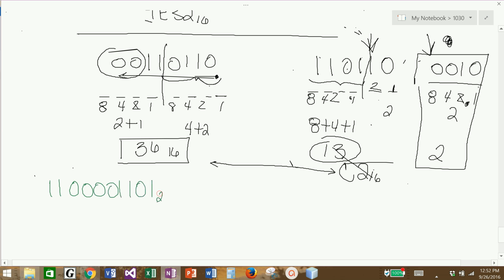So this is a binary number, and I want you to convert it to hexadecimal. Well, hopefully when you grouped your nibbles together, you started at the least significant digit and you grouped to the more significant digit. Hopefully you came up with this grouping of nibbles. If you did that, you should have gotten a 30D in hexadecimal.